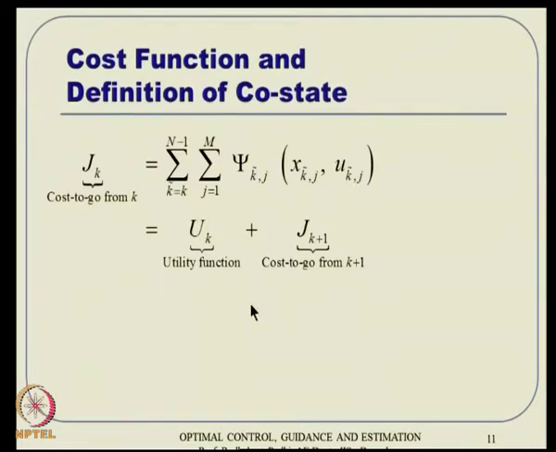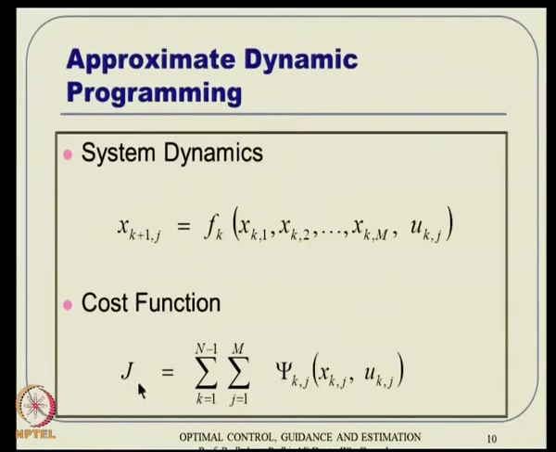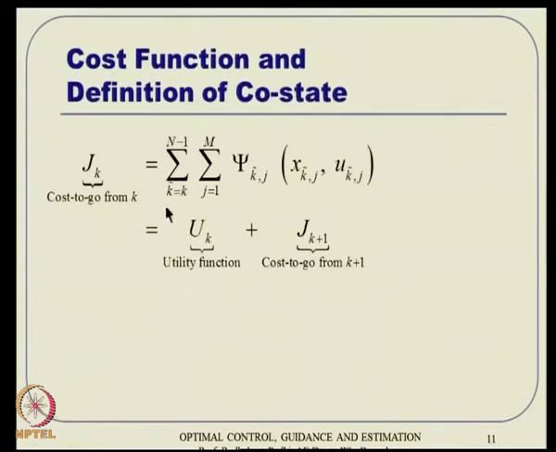Now, going to the same idea of approximate dynamic programming, J k, where k tilde starts from k to N minus 1, is the cost to go from time k. It can be split into two parts. First is the utility function at time t k, and then J k plus 1, that is the cost to go from k plus 1. It is like dynamic programming ideas.